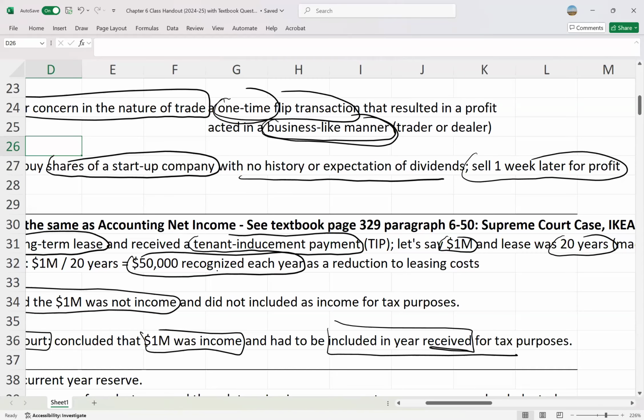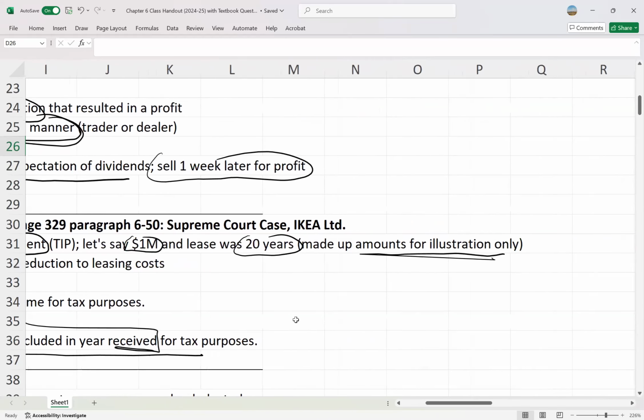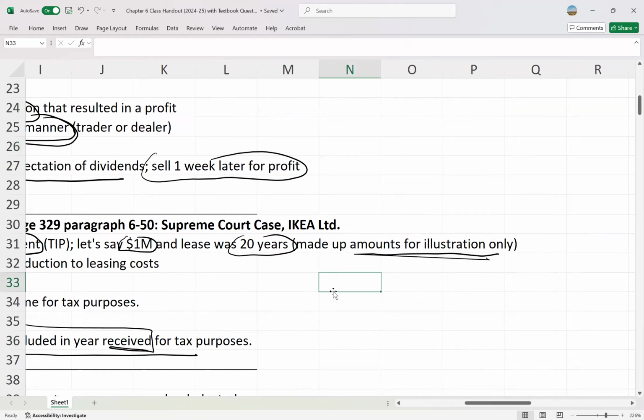So that's a prime illustration of how accounting rules do not always apply to income tax. And once again, we're going to see that throughout most of this chapter.